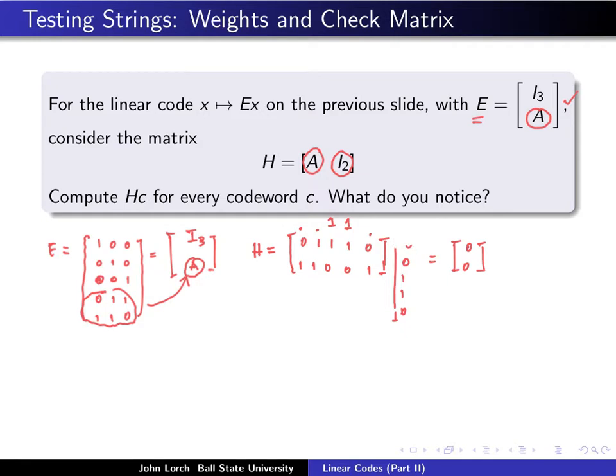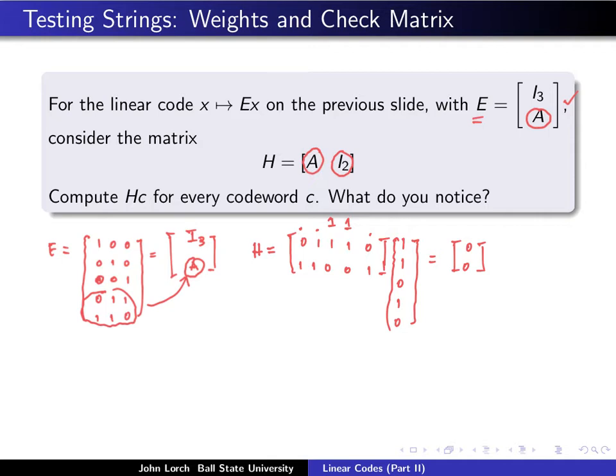So let's take another code word here and see if we get a different result. You might remember from the previous slide that this was also a code word: 1, 1, 0, 1, 0. Okay, that was also a code word.